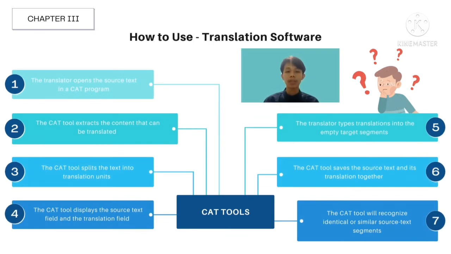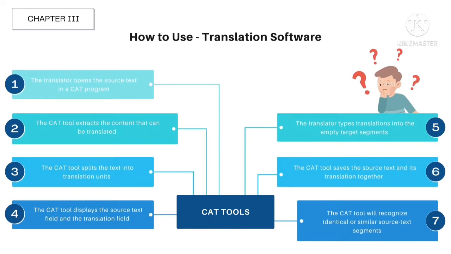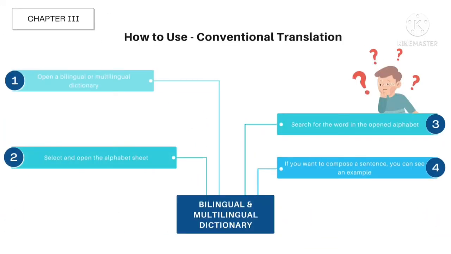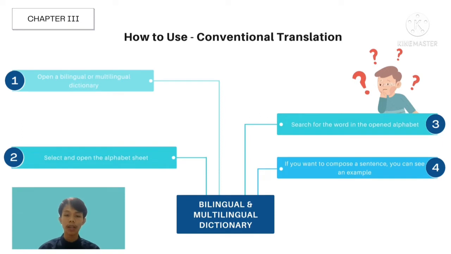Okay, for the CAT tool, which is part of the translation software, the CAT workflow will usually involve the following steps. You can see the steps on this slide. In general, using a conventional dictionary is quite easy. The steps for using it are shown on this slide.